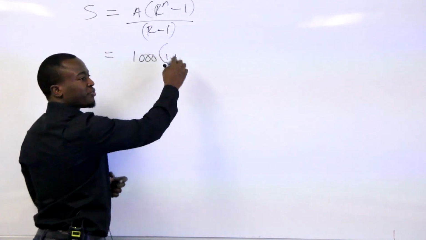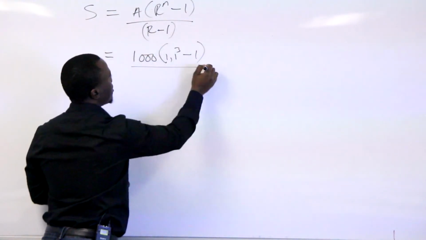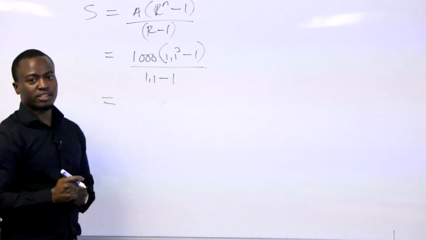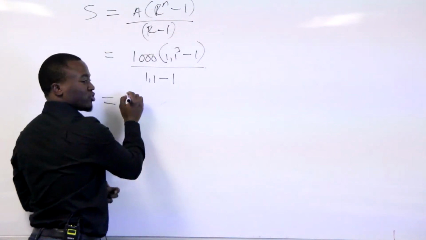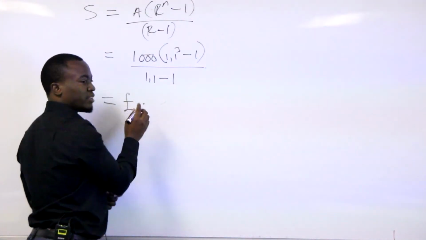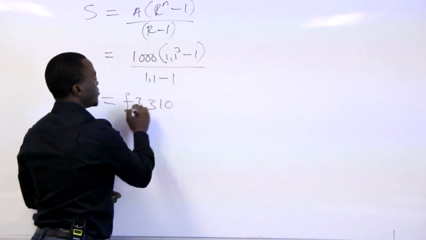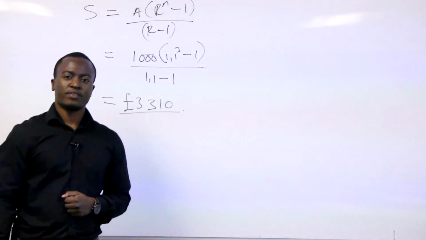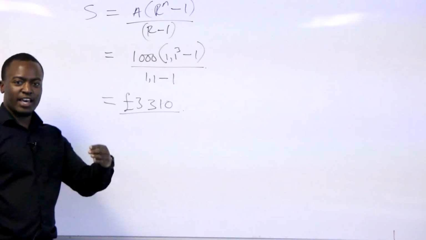This is for how many years? For 3. So it's 1.1 to the power of 3 minus 1, all of this divided by 1.1 minus 1. Like this. So get nifty with your calculator, and the answer should come out to be 3,310. Okay, 3,310. Remember, I'm putting 1,000 every year.